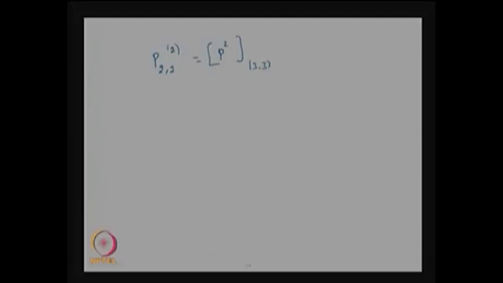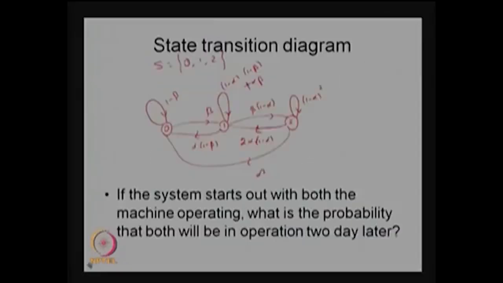probability for the 2 step transition of the system moving from state 2 to 2, and that is going to be the answer for the given question: what is the probability that both will be operational 2 days later. Similar to this, we can find the probability for any finite day by finding the P power n matrix, then picking the corresponding element, and that is going to be the corresponding probability.